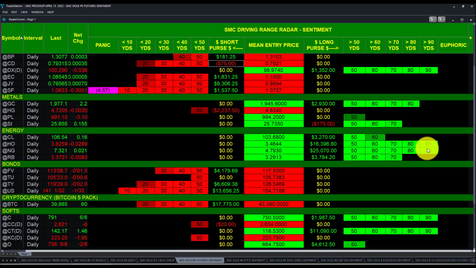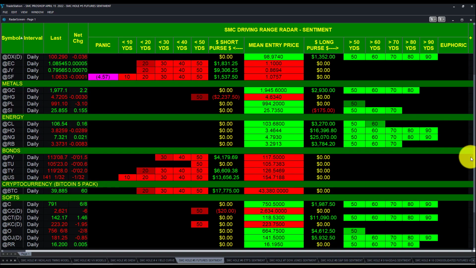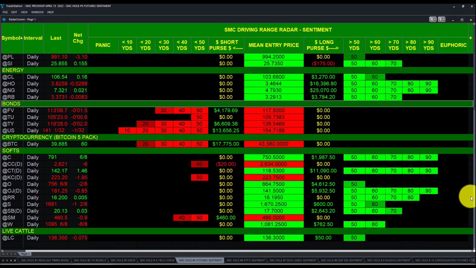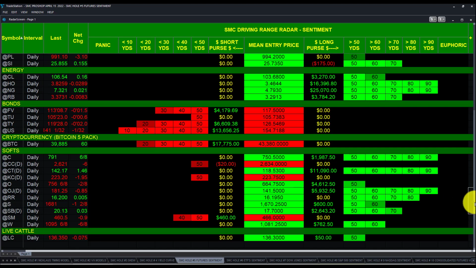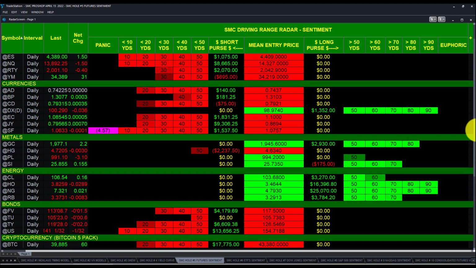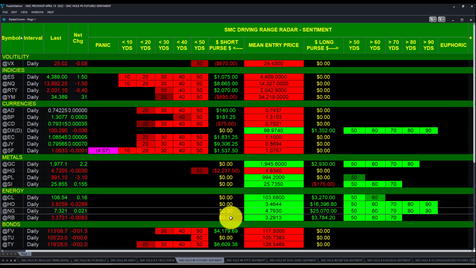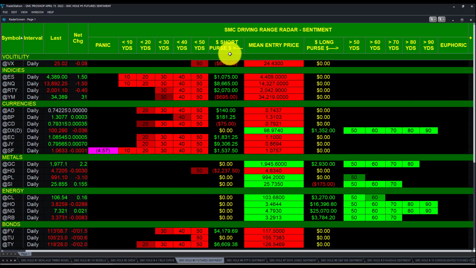Heating oil, pretty extreme. Nat gas, pretty extreme as well. And now the softs are also extreme. There's no suggestion here or recommendation to do anything, but that is our educational view on the driving range sentiment as it looks at the futures.